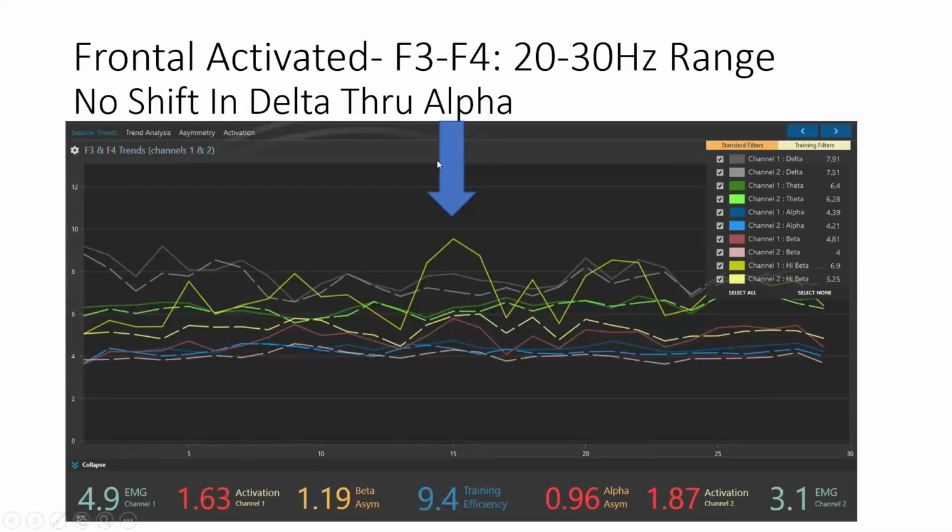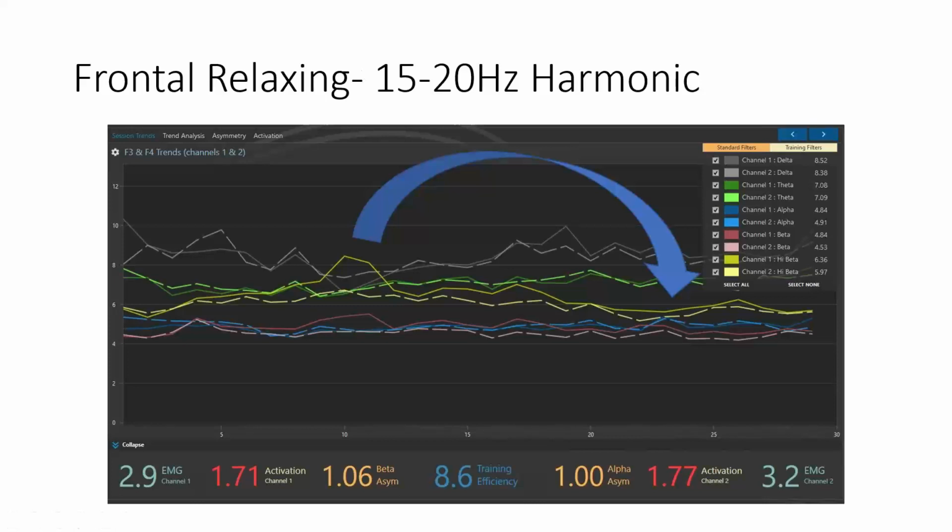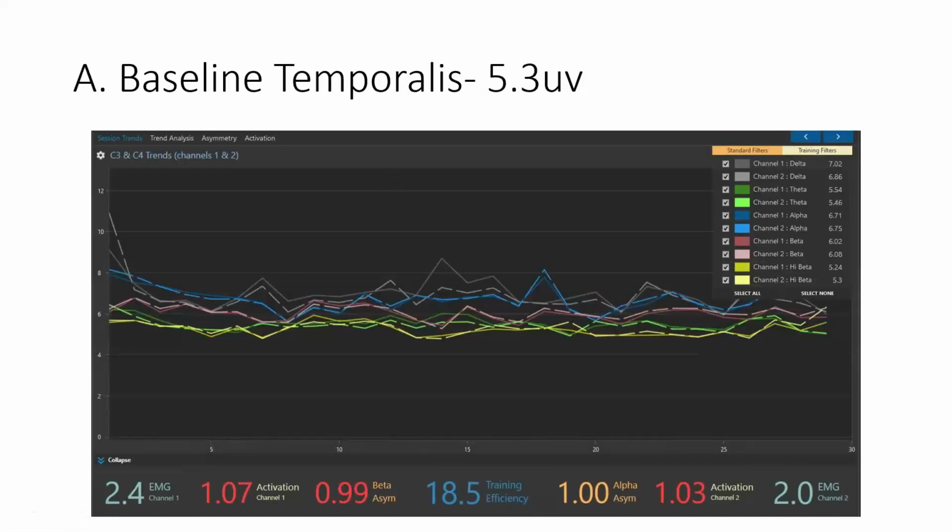This is likely frontal activation. Okay, on the left side, because it's a solid line. It's likely F3, F4, because that's where it says. It's in the 20 to 30 hertz range. I know that because of this. That tells me it's probably frontalis muscle. There's a relaxation of the frontalis muscle. And the 15 to 20 is pretty steady. Look at that beta dropping down. I'm speeding things up. We're getting towards the end.